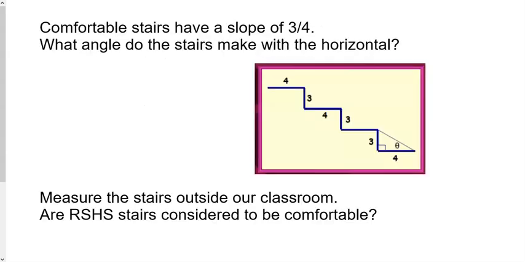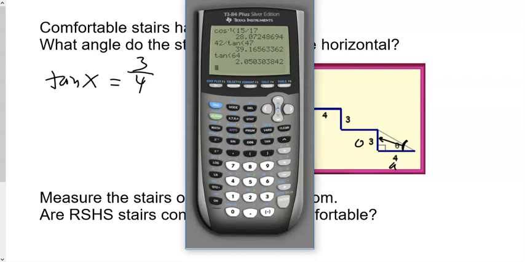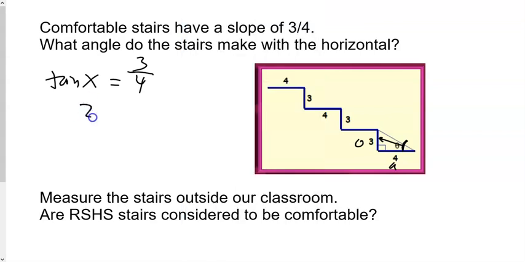The small ladder. Okay, comfortable stairs have a slope of 3/4. What angle do the stairs make with the horizontal? Okay, so in other words, this angle right here. So that is our opposite. This is our adjacent. So we're doing tangent again. Tangent of an unknown amount equals opposite over adjacent. So we're going to do the inverse. So we're trying to find the angle. So second tangent, 3 divided by 4. About 37 degrees, rounded.